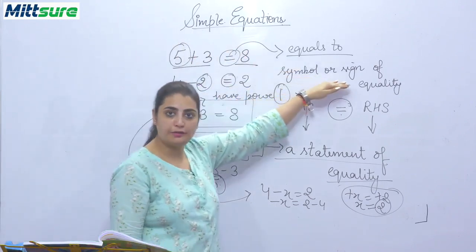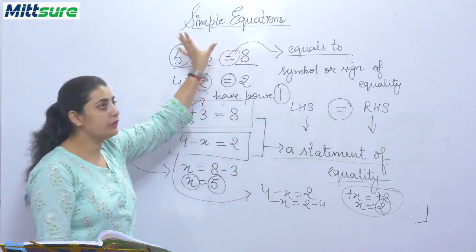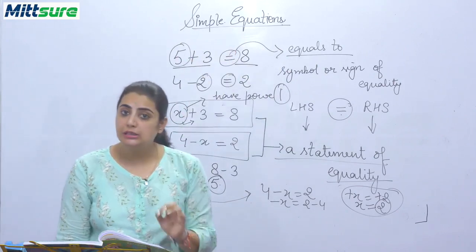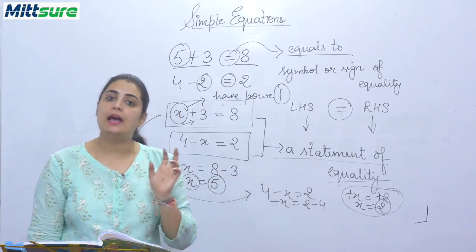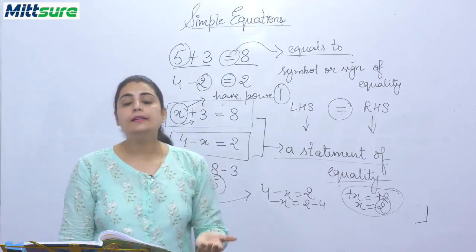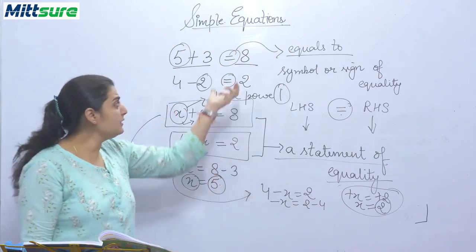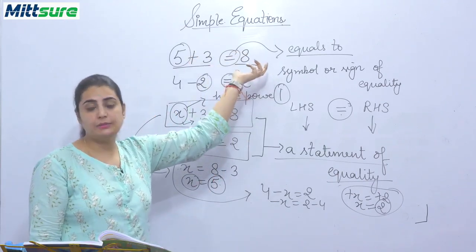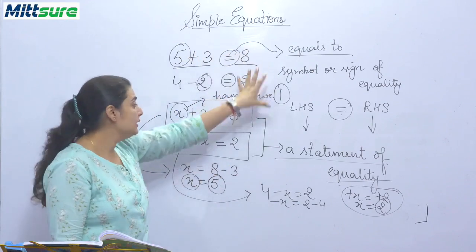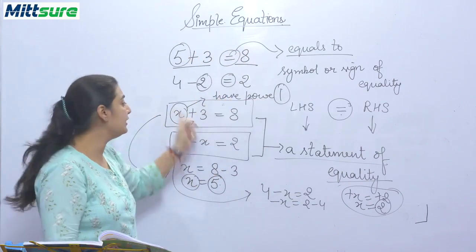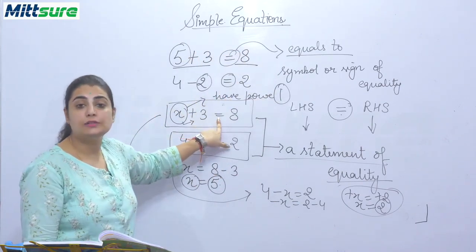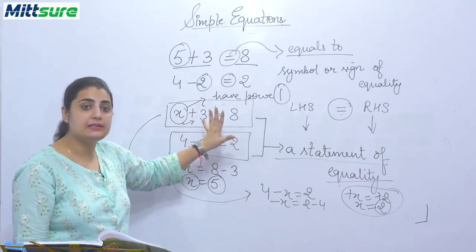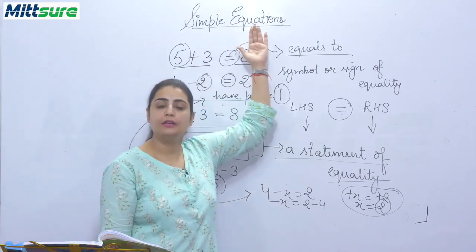An equation is a statement of equality, and when we talk of simple equations or linear equations in one variable, that means the variable has a power of 1 and there is an equals to sign present in between. You can say that this is an algebraic expression with an equals to sign. The presence of this equals to sign represents that this is a form of equation.